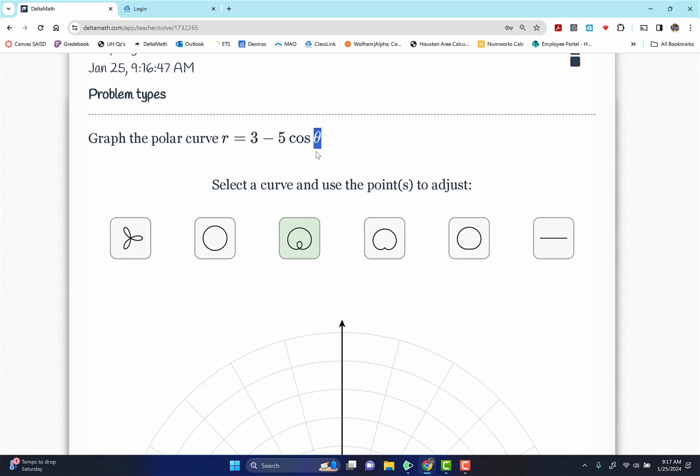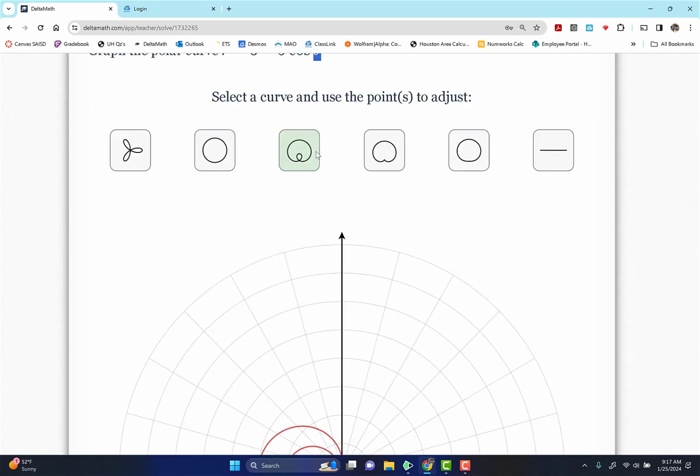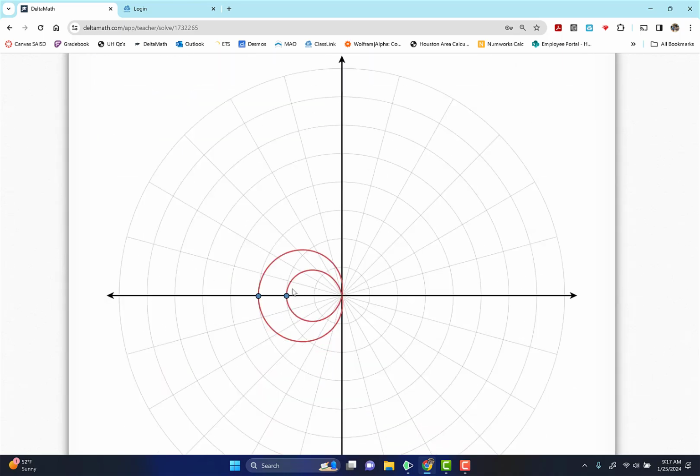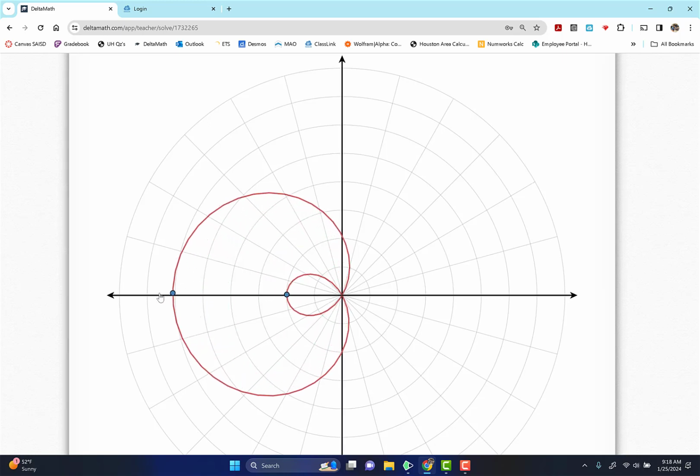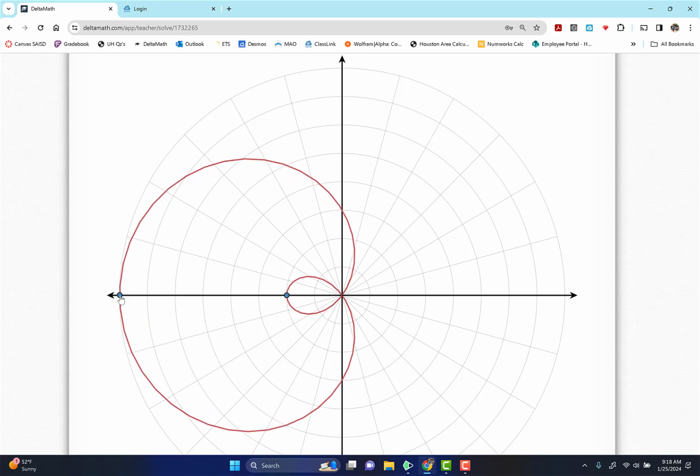And then here it is, cosine pi. Cosine pi is -1. -1 times -5 is a positive 5. What's 5 plus 3? 8. So at pi, I'm going to be at 8. You take the big one. Here's pi. Pi is this negative x-axis. I'm going to go to 8. 1, 2, 3, 4, 5, 6, 7, 8.